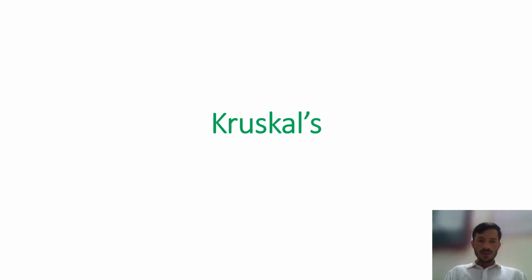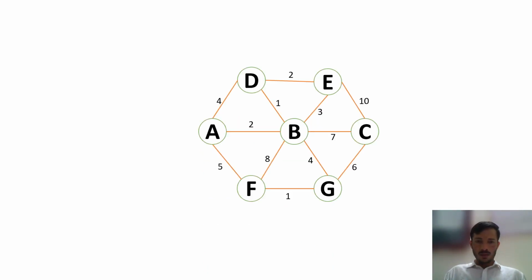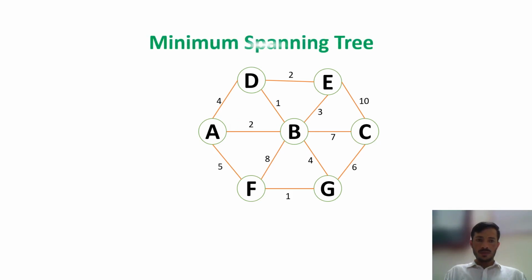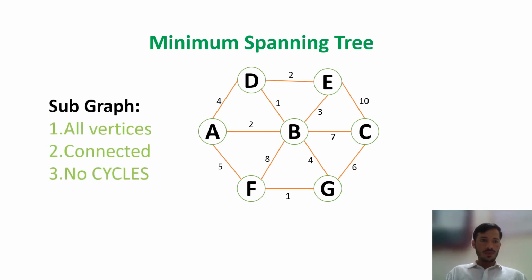So our next topic is Kruskal's algorithm, a minimum spanning tree using Kruskal's algorithm. So in the given graph we have to find the minimum spanning tree. First of all we have to keep in mind these three points. The first one: the minimum spanning tree is a subgraph such that all vertices of the graph exist in the subgraph. This is the first point that we have to keep in mind.